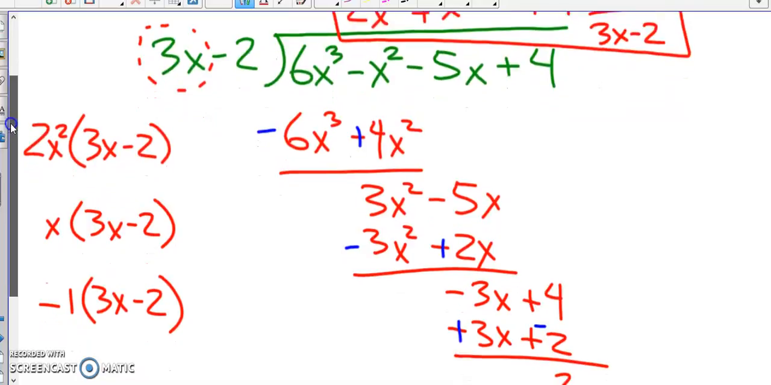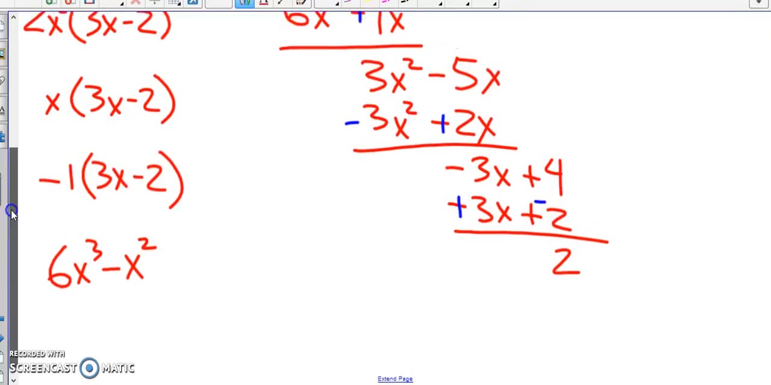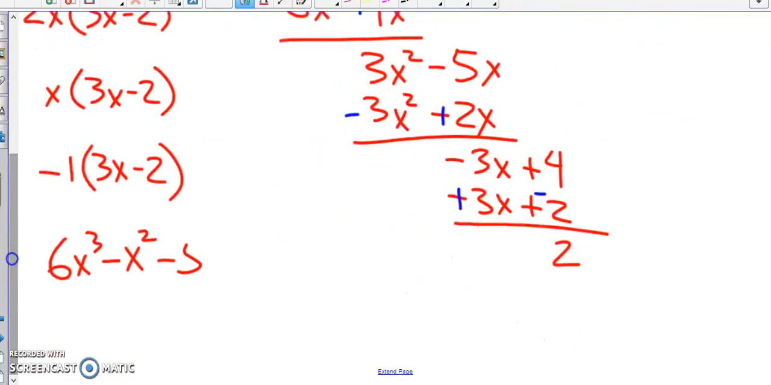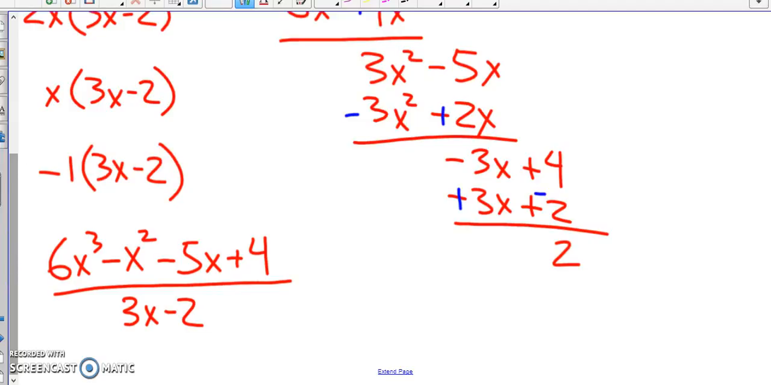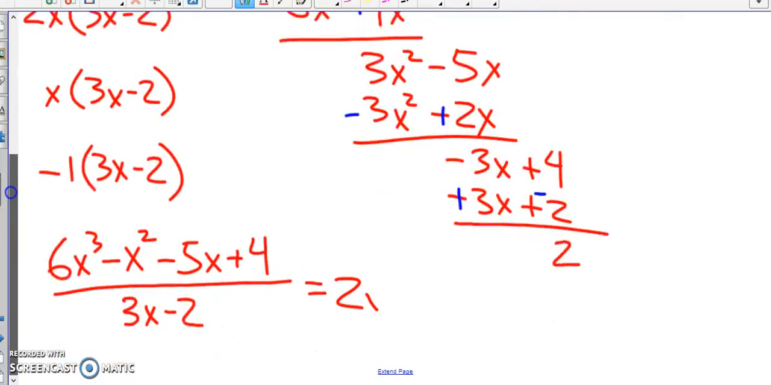Therefore, if you wanted to write it like this, you could say that 6x cubed minus x squared minus 5x plus 4 divided by 3x minus 2 is equal to 2x squared plus x minus 1 plus 2 over 3x minus 2. There's a reason why I wrote that again. I'm going to come back to it in a minute. So maybe leave yourself a line or two of space.